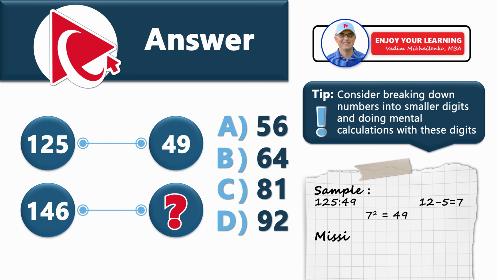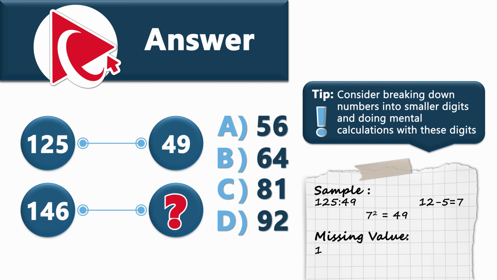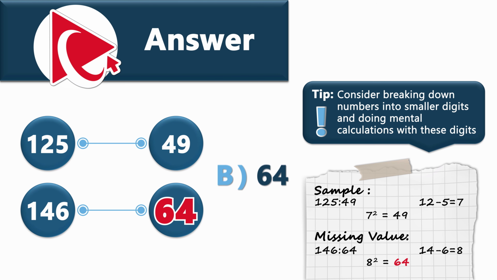To calculate the missing value, let's look at the number 146 on the left and number 64 on the right. From 146, let's build an expression. 14 minus 6 equals 8, and 8 squared equals 64. So the correct answer here is choice B, 64.